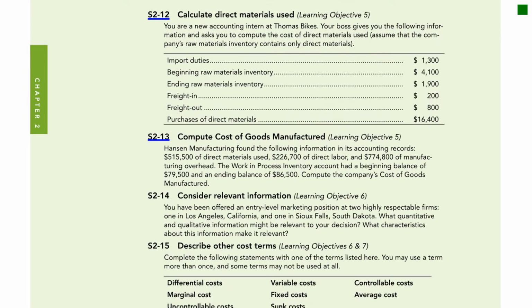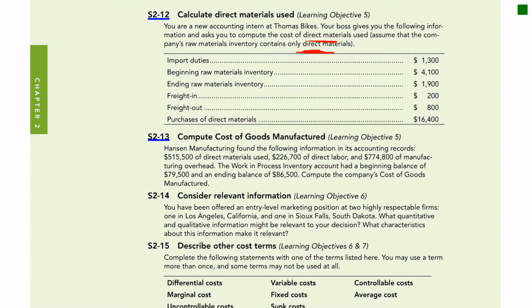Okay, so for this illustration, I'm going to walk you through, first of all, S2-12, and then we're going to take a look at S2-13. So in S2-12, it says calculate the direct materials used. It says you are a new accounting intern at this Thomas Bikes. Your boss gives you the following information, and they want just to know the direct materials used. Remember, that's your first product cost. It says assume that the company's raw materials contain only direct. So they're making a big assumption there. You need to know that.